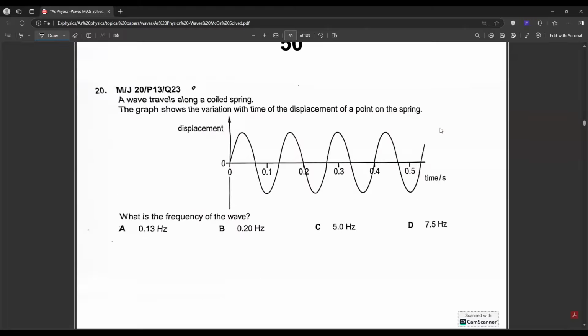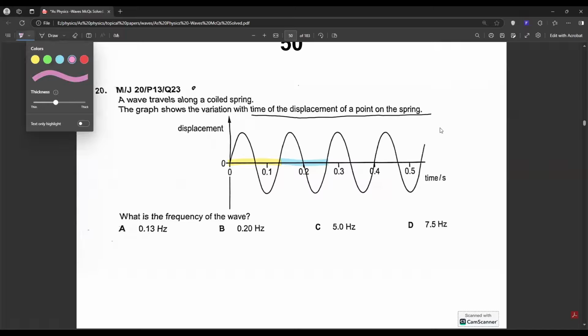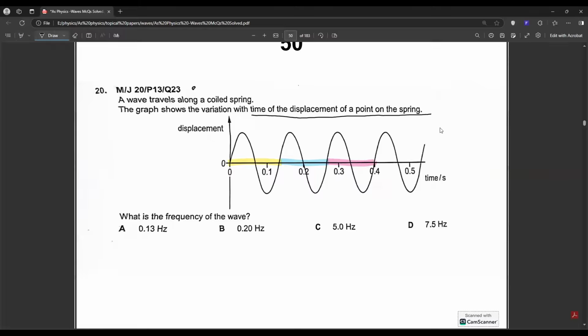A wave travels along a coiled spring. The graph shows the variation with time t of the displacement of a point on the spring. You have to calculate the frequency. So one wave gets covered here. This is your second wave. This is your third wave. So 3 waves are covered in how many seconds? 0.4 seconds. How much time will it take for one wave? 0.4 divided by 3. This is your time period. Can I calculate the frequency? Yes, frequency is 1 over time period. 1 over 0.4 over 3. So let's calculate this: 1 divided by 0.4 over 3. This gives you an answer of what?